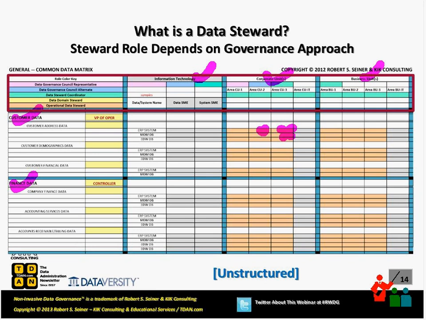First thing you want to do is define the different parts of your organization across the top. The next thing you may want to do is identify the domains of data and put those down on the left-hand side. So in this example here, I have customer data and I have finance data, but I also have different subdomains of data across the organization. So customer address data, demographic data, financial data in regards to the customer.